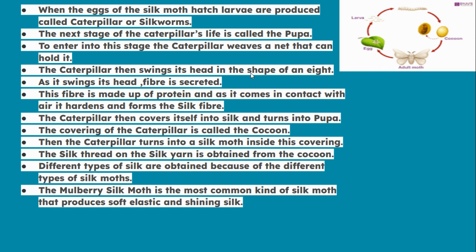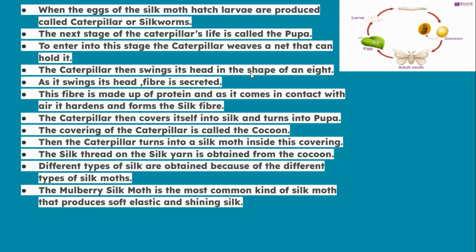The caterpillar then swings its head in the shape of an 8. As it swings its head, fiber is secreted. This fiber is made up of protein. When it comes in contact with air, it hardens and forms the silk fiber. The caterpillar then covers itself in silk and turns into a pupa. The covering of the caterpillar is called the cocoon. The caterpillar turns into a silk moth inside the covering.